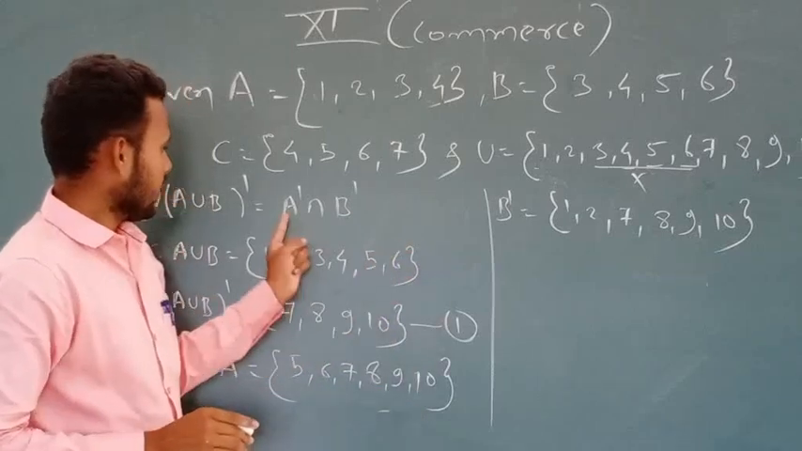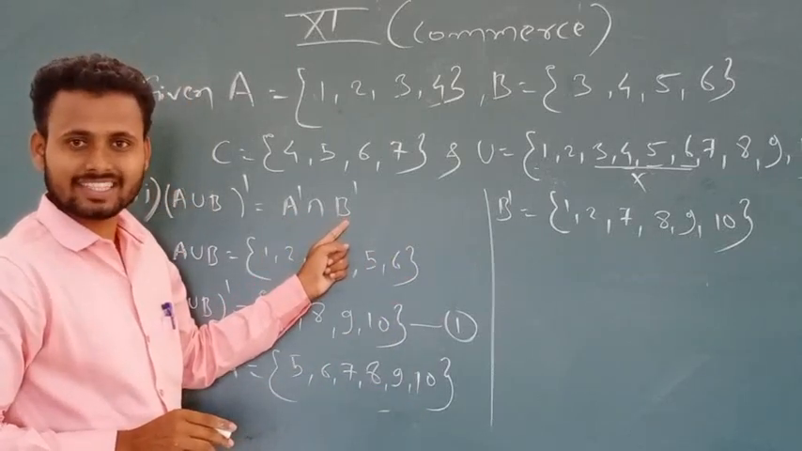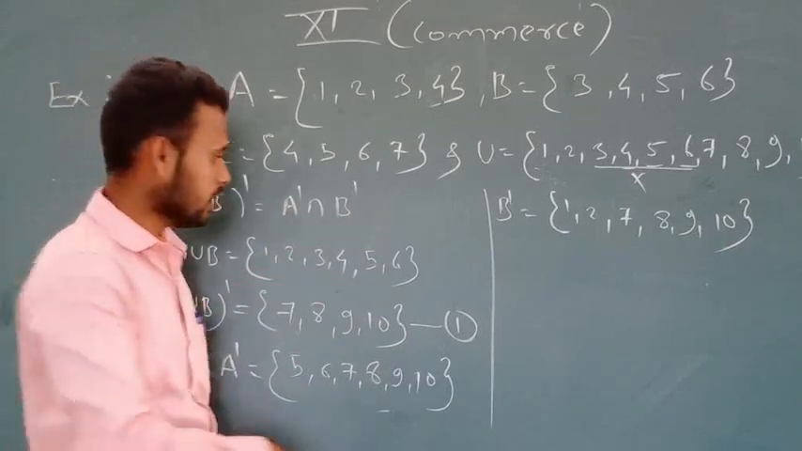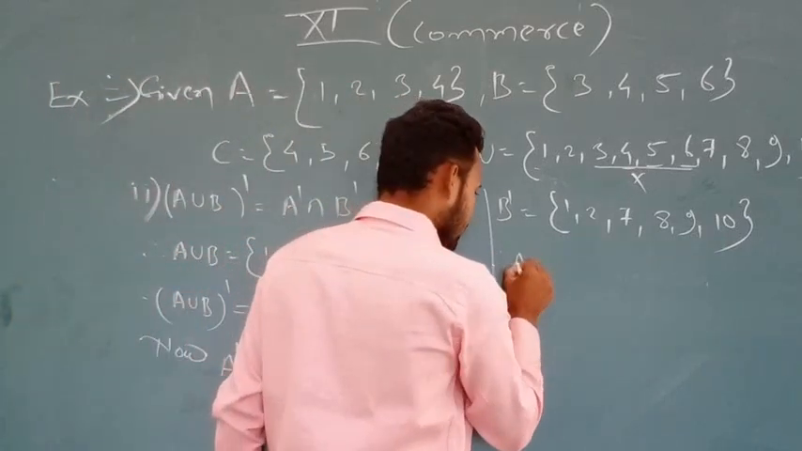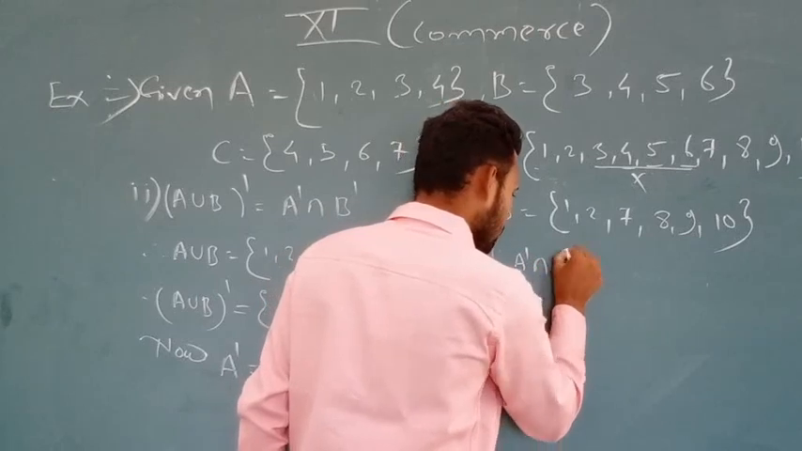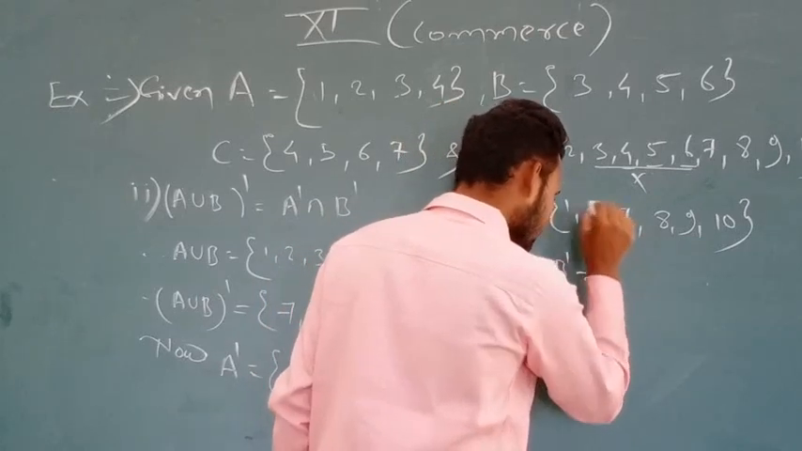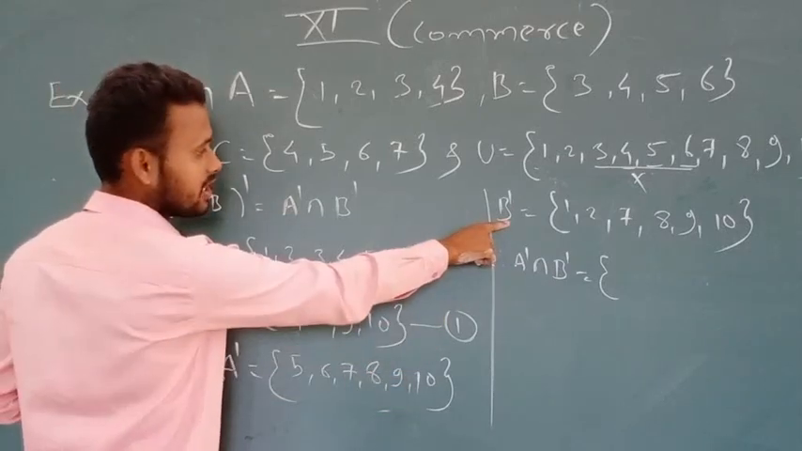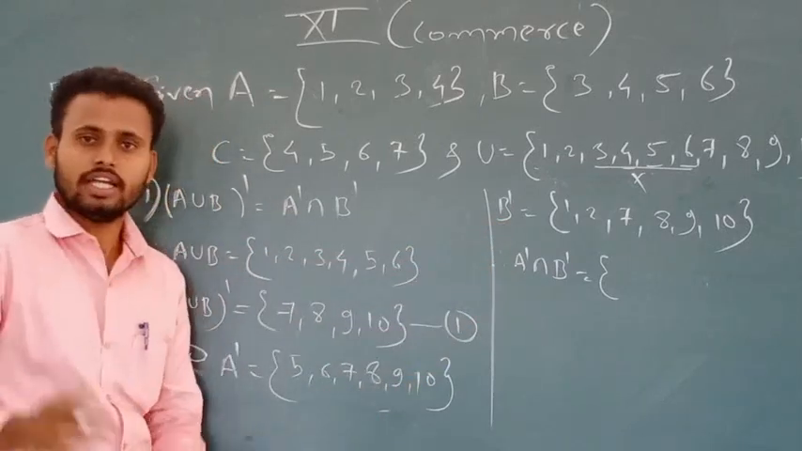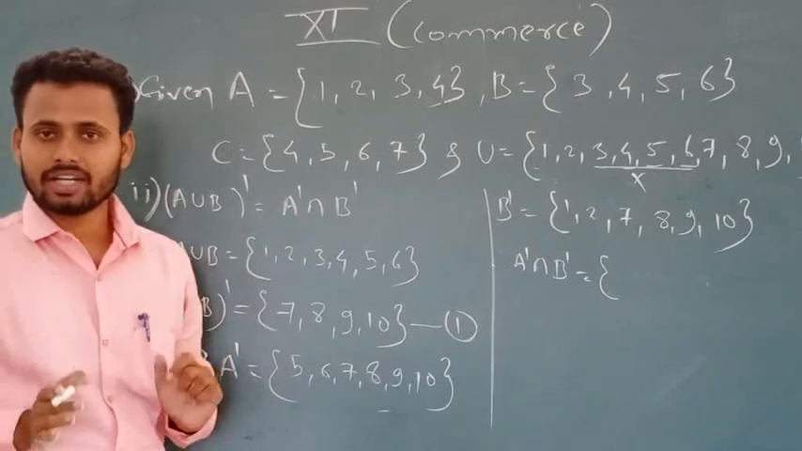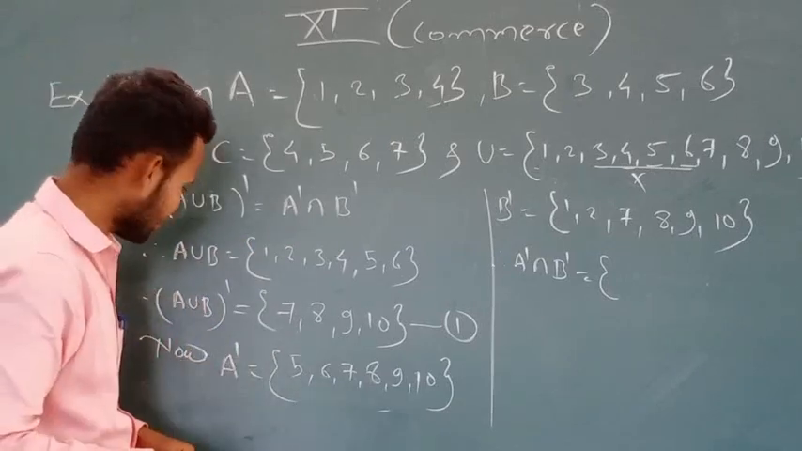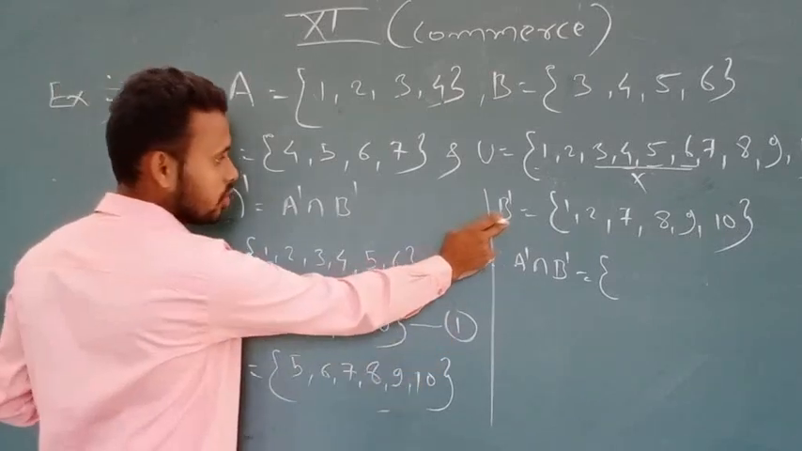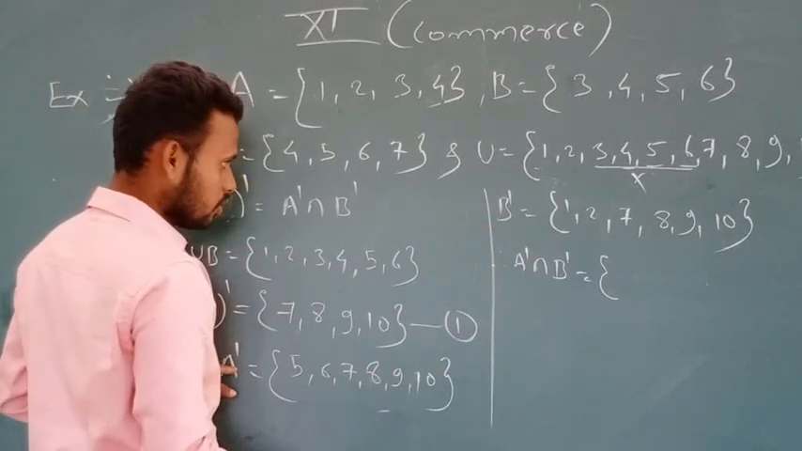Now A complement भेटला, B complement भेटला, just take the intersection of these two sets, A complement intersection with B complement. Therefore next line, A complement intersection with B complement is equal to set containing the elements. Now A complement here, B complement there. Intersection means what? Intersection म्हणजे दोन्ही सेटमध्ये आलेले common elements. Common elements, which ones are there?